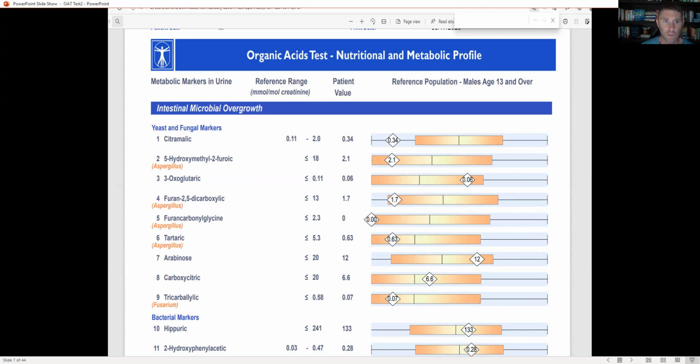So, if we're seeing number 2, 4, 5, and 6 elevated, we definitely want to look at that in more detail. There is a mycotoxin test that this company, Great Plains Labs, that we're looking at with the organic acid test, also offers. You can look at that in more detail.